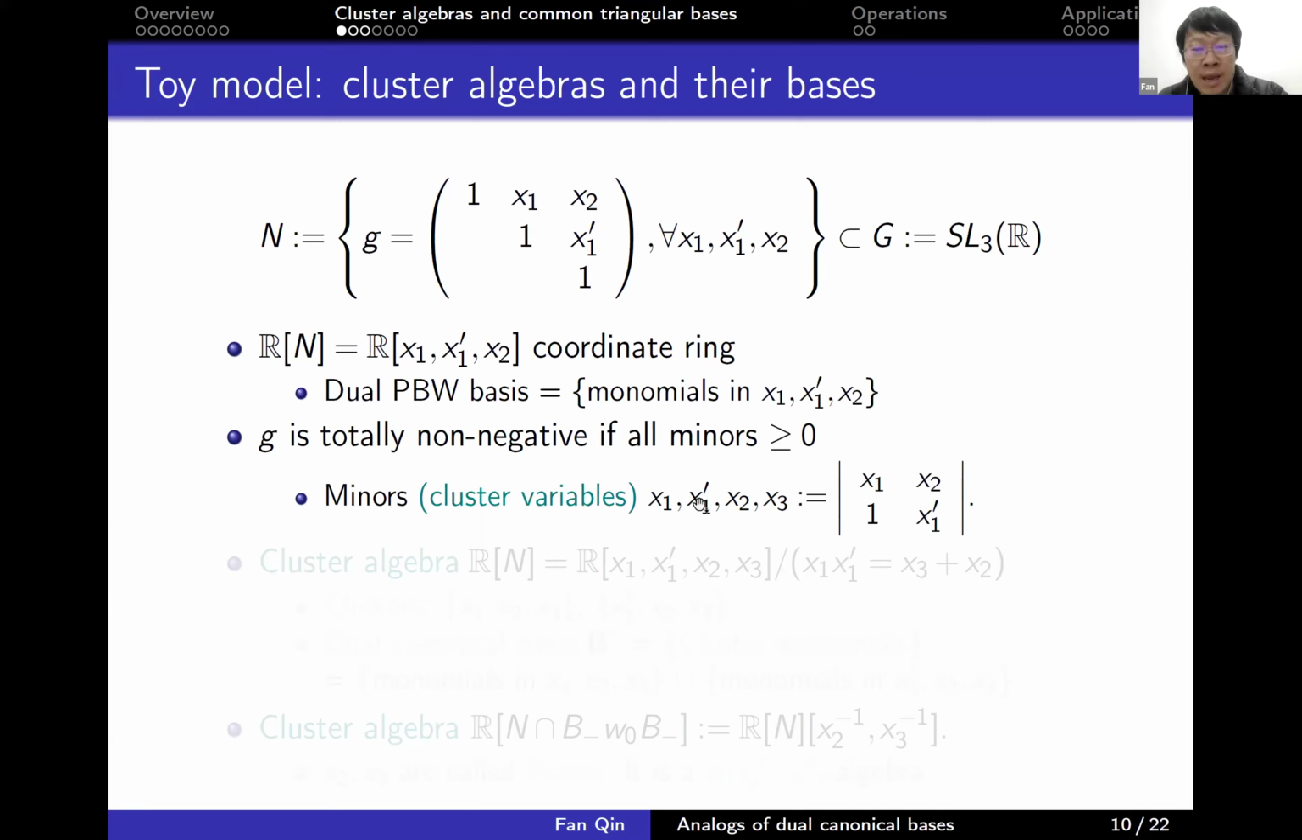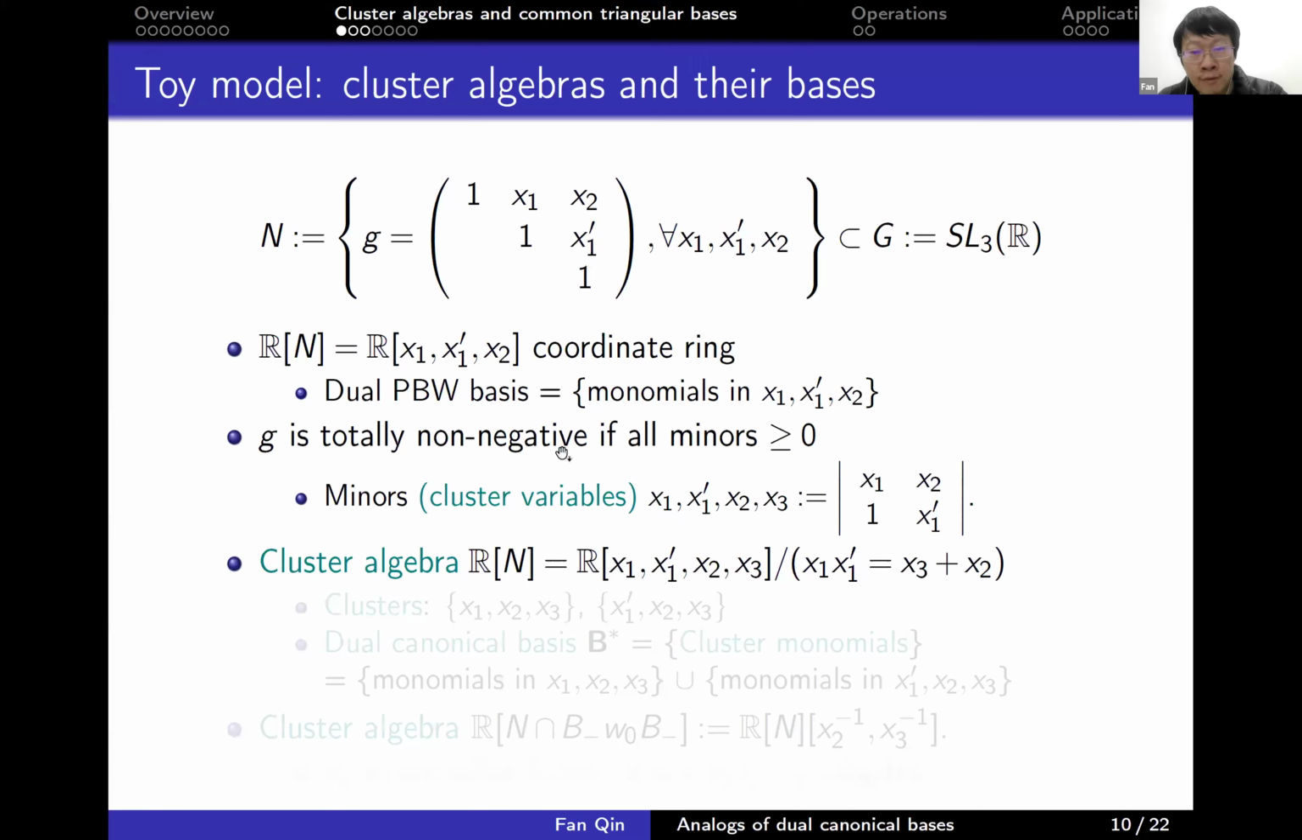And now the cluster algebra can be rewritten as the polynomial ring in terms of these 4 minors, quotiented out by the relation among them. So instead you write it as a polynomial ring in 4 variables divided by this relation, x1 x1 prime equals x3 plus x2. This relation comes from this determinant relation. And now we see that it has two clusters, x1, x2, x3, and x1 prime, x2, x3.